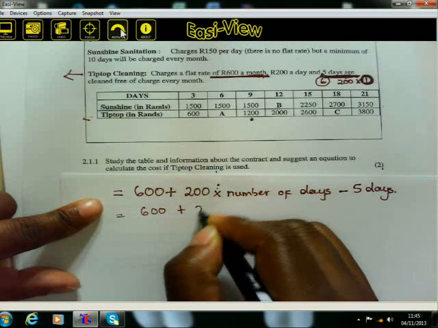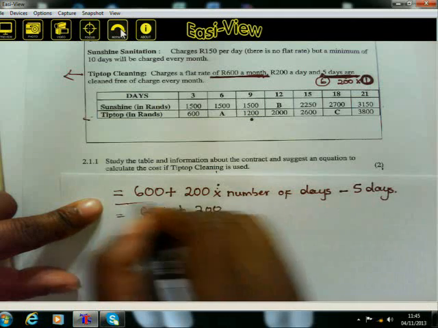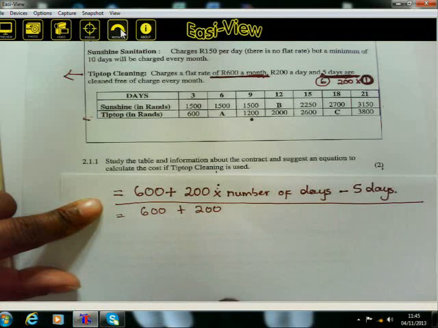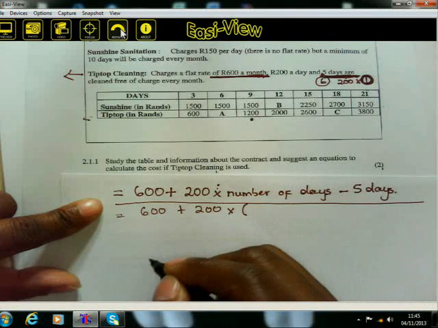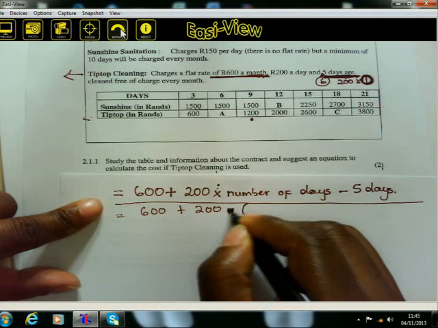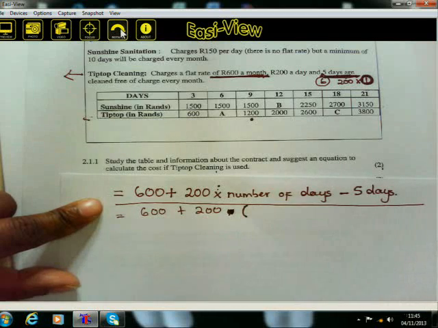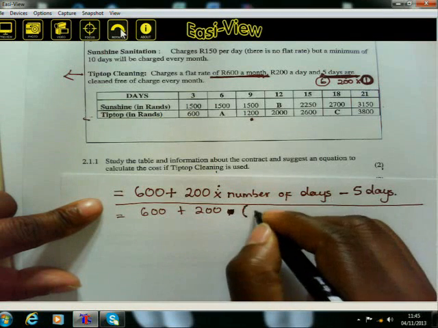600 plus 200, we are just checking. This is your formula. We are just checking. 200 multiplied by, how many days do we have? I cannot put multiplication in a bracket. How many days? It's 9.